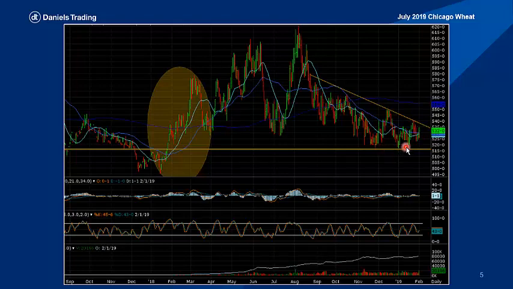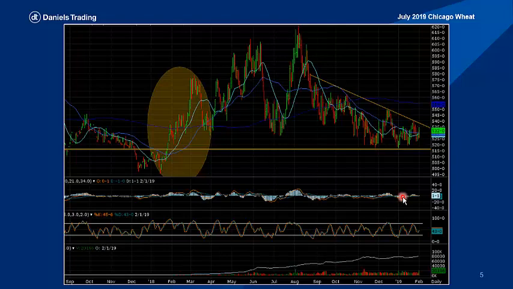So I would wait to get long this market only on a break of this upper trend line. You can see down here the 50-day and 20-day moving average are converging on each other. A crossover would be another bullish signal, but right now the market's pretty condensed in this area, so I would only get long on a break of that trend line.